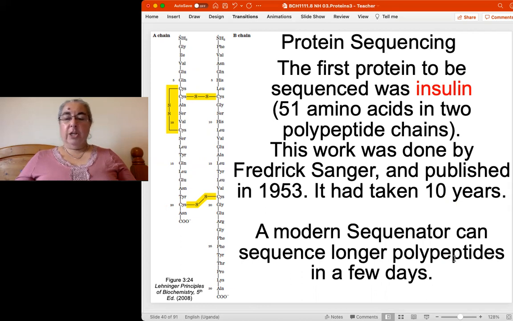Much longer, much larger polypeptides can be sequenced in a few days using one of those sequenator machines. So polypeptides or peptides up to hundreds of amino acids long can be sequenced in a few days. So that's a very big difference, a big improvement on the 10 years.